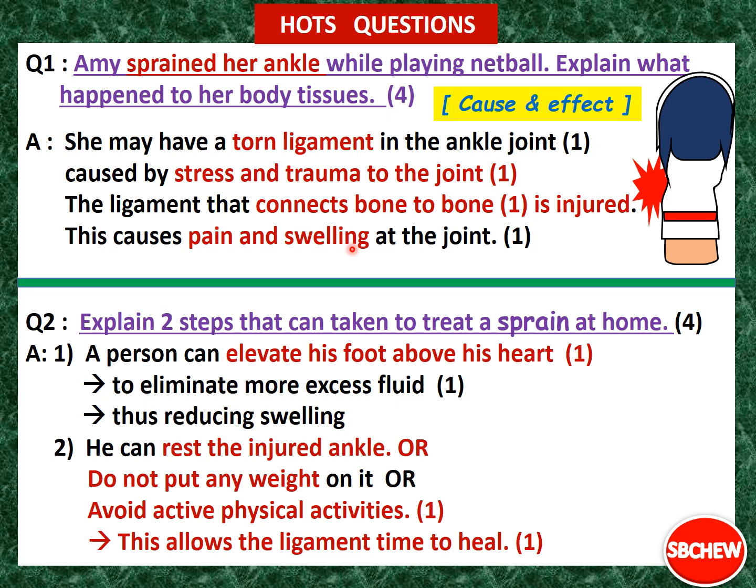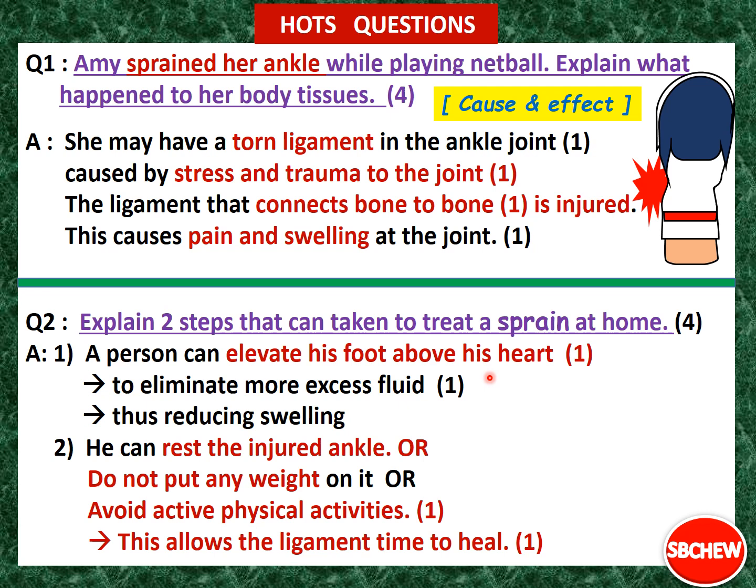So if you look at the answer carefully, it's all about cause and effect. She has a torn ligament. The cause was the stress and trauma, leading to a torn ligament and also pain and swelling. Now there's a second question here. Explain 2 steps that can be taken to treat a sprain at home. So there are actually 4 steps according to the acronym RICE, RICE.